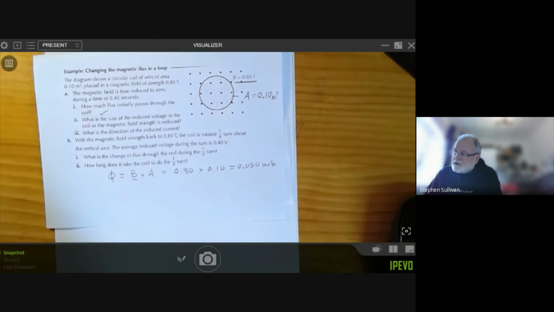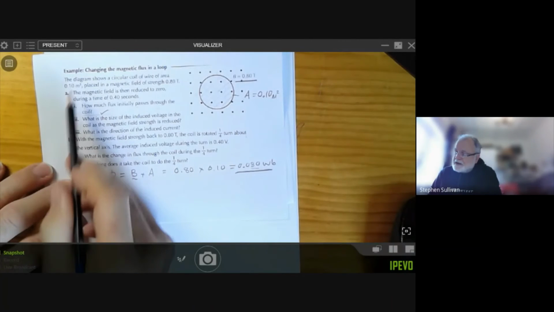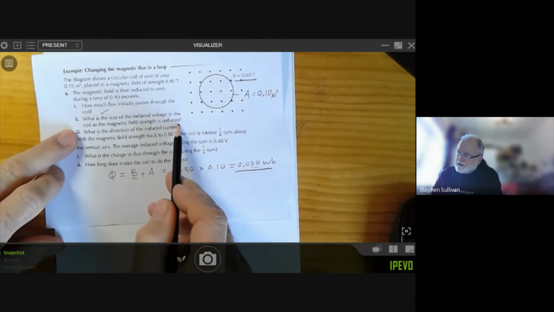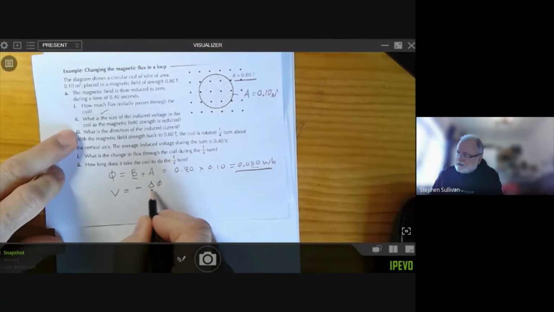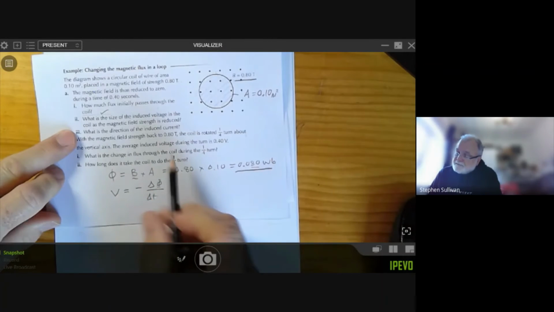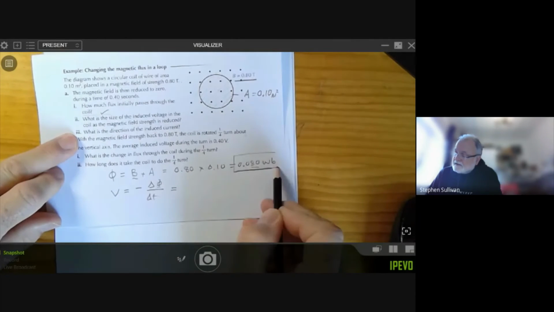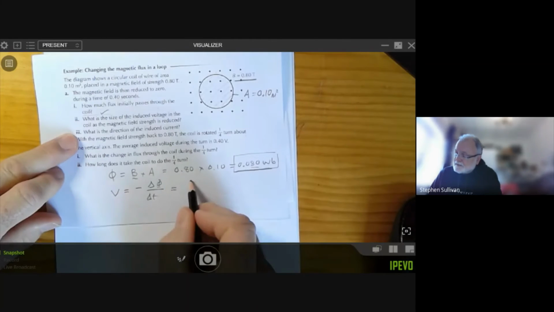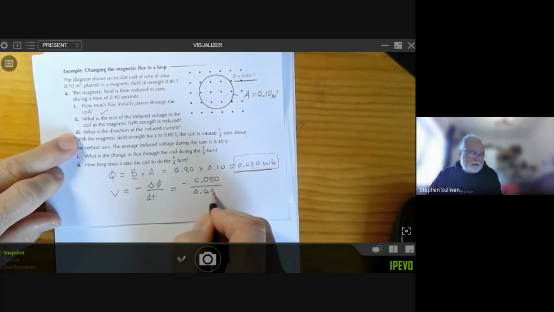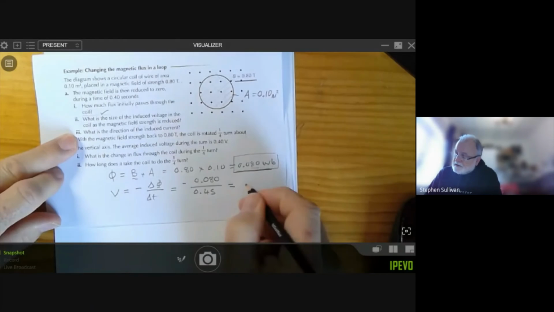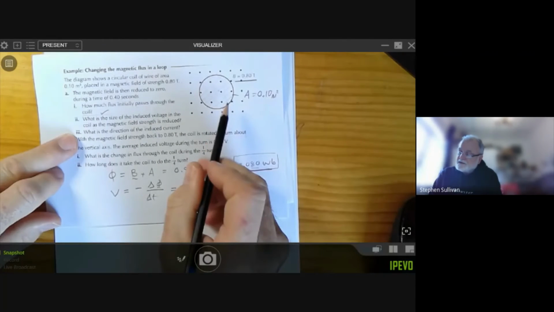Okay. How much flux initially passes through that? 0.080 Weber. Two significant figures. What is the size of the induced voltage in the coil as the magnetic field strength is reduced? The voltage is equal to the rate of change of magnetic flux. The flux starts at 0.080 and comes down to zero, so the change in magnetic flux is 0.080 Weber, and the time taken was 0.4 seconds. So we've got a voltage of 0.2 volt. That's the voltage which is induced in that coil when that magnetic field disappears.